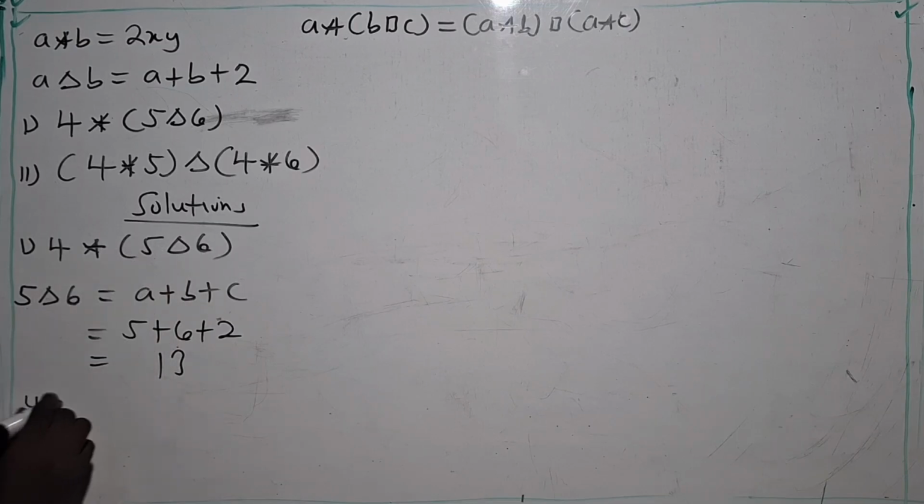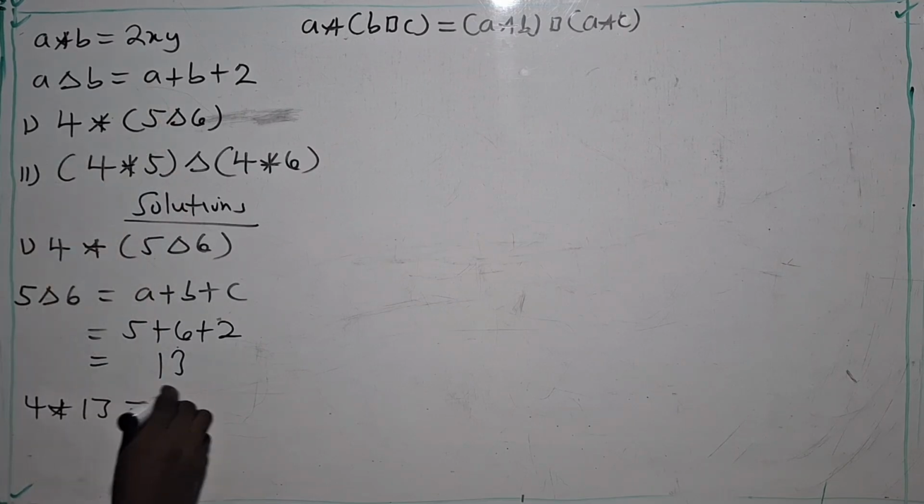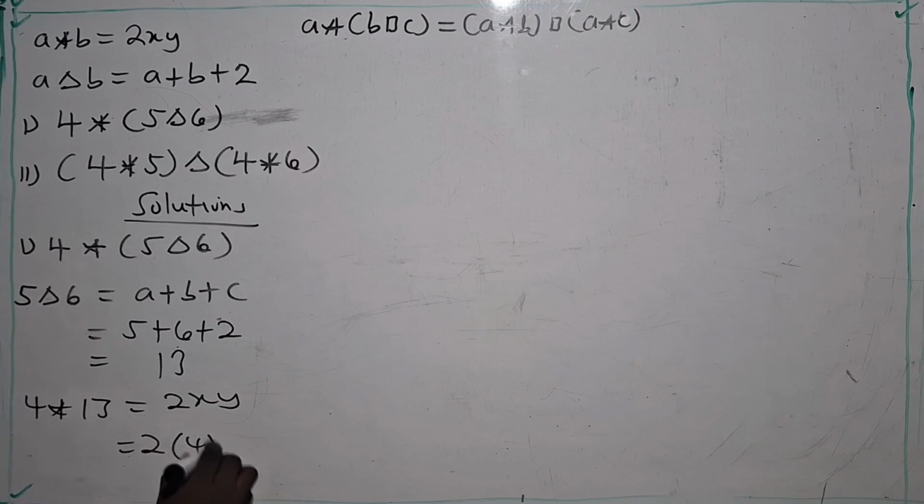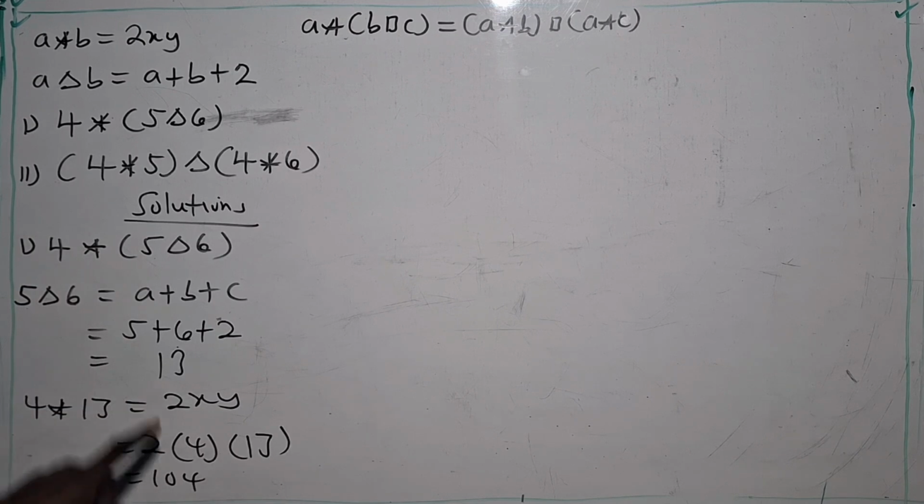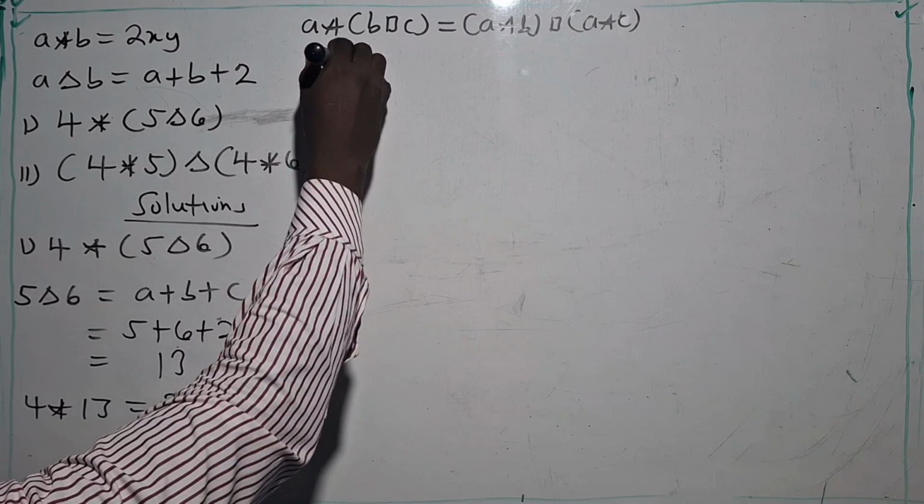Now we are going to have 4 operation 13, for which we are going to apply the 2xy. So 2 times x, which is 4, times y, which is 13. 2 times 4 is 8, and 8 times 13 gives us 104. So we have gotten 104 for the I.